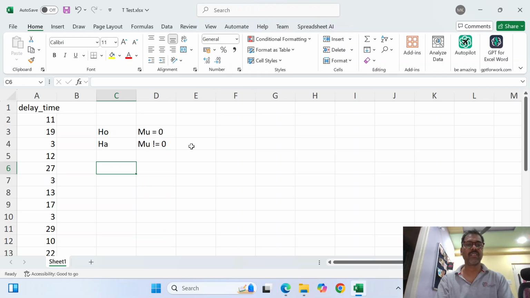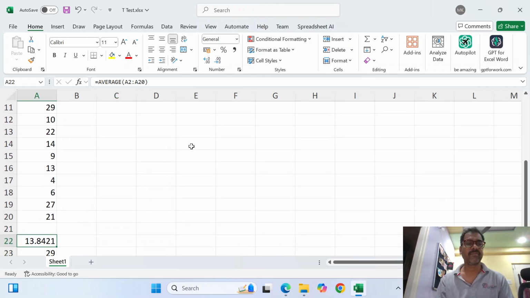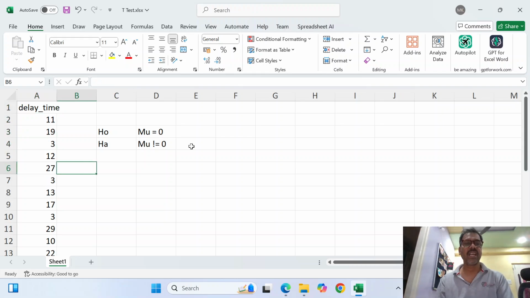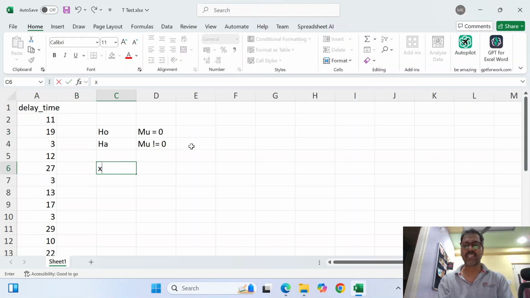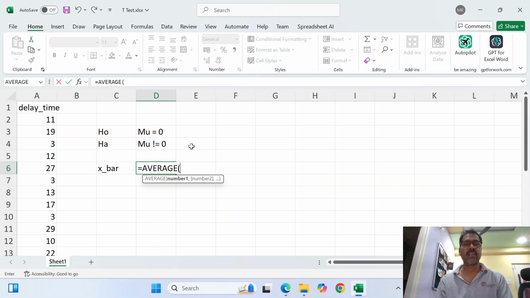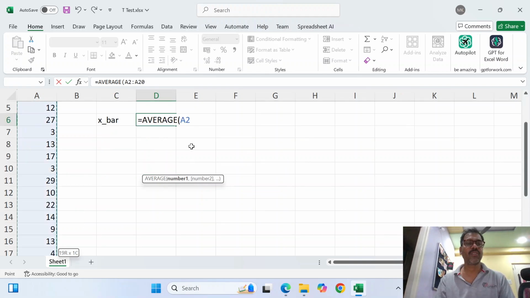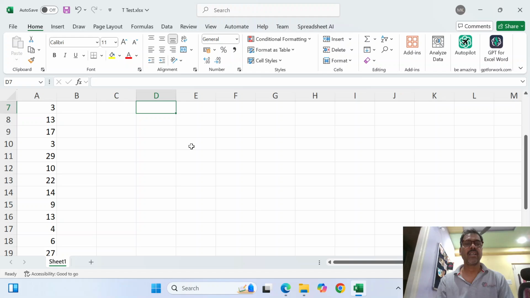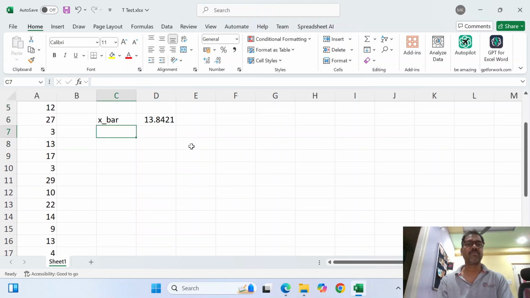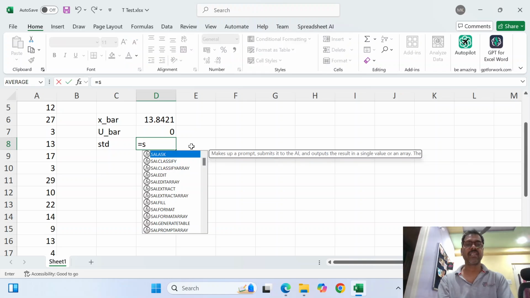So what is my actual mean? So my actual mean is this one. I calculate here. X bar is the average of this range. Okay, fine. And now my hypothetical mean, that is mu naught, is 0. Now my standard deviation is STDEV.